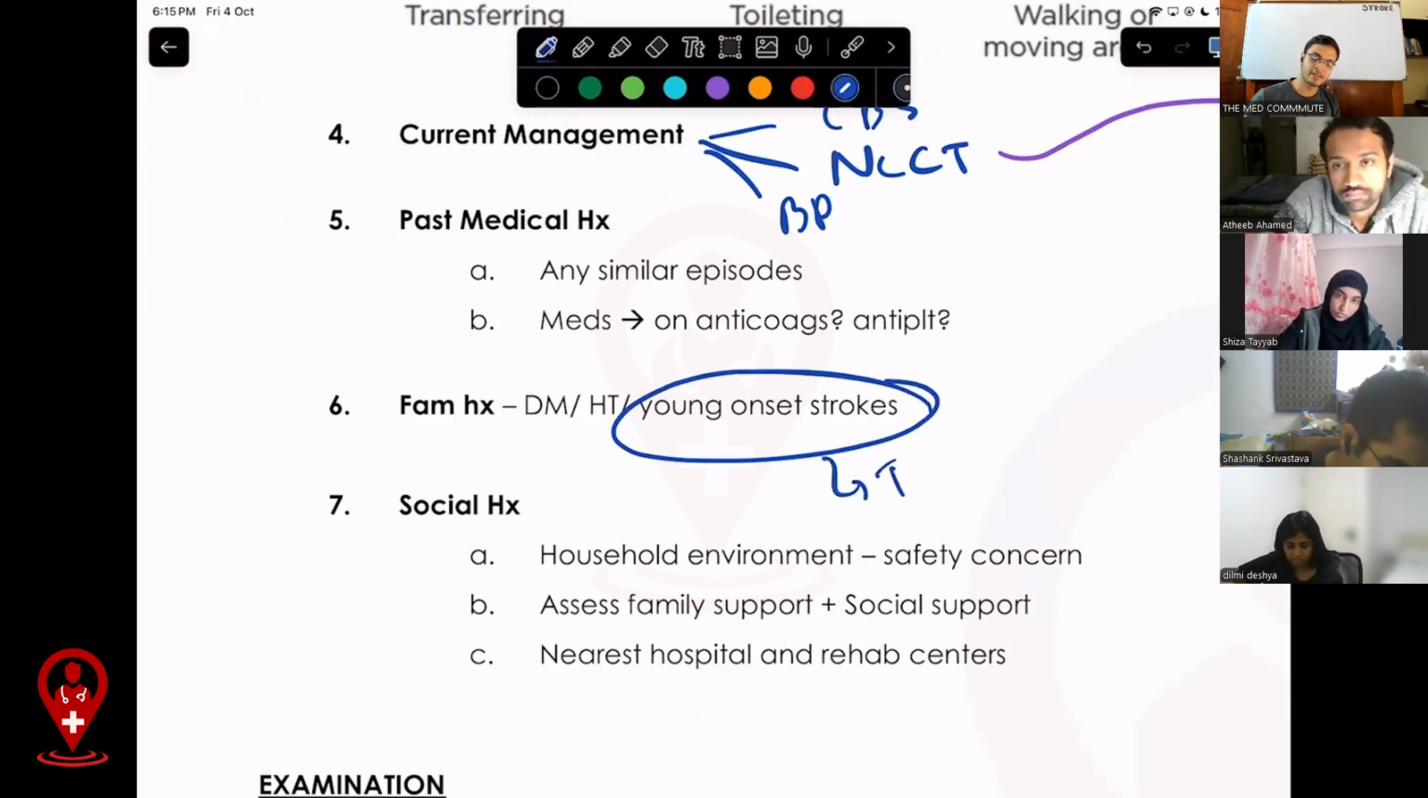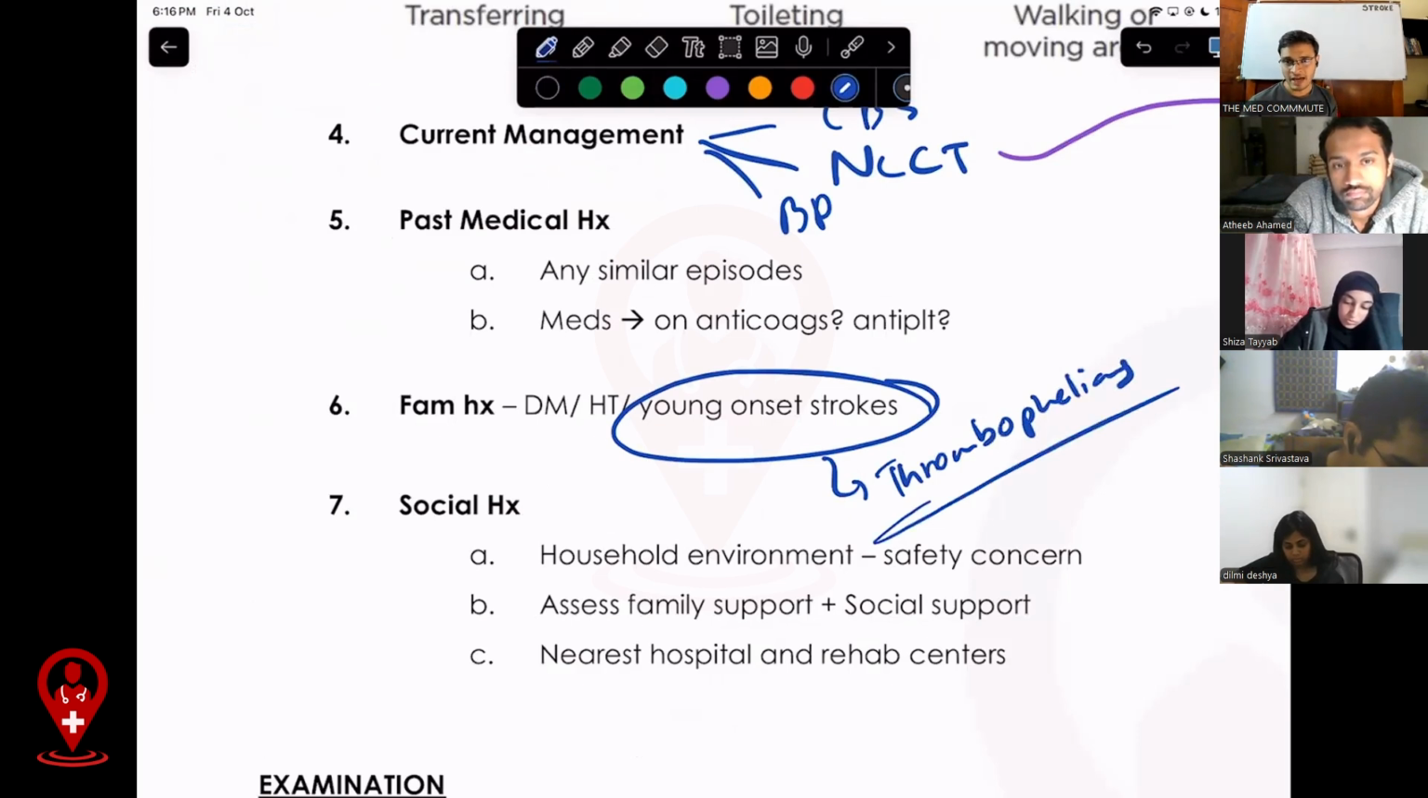There is a family history. There are some conditions that run in families. These are thrombophilias. Their blood has a very high tendency to clot. So you have to ask about young onset strokes. You can even ask about ischemic heart disease, diabetes mellitus, hypertension. Yes, you must ask.